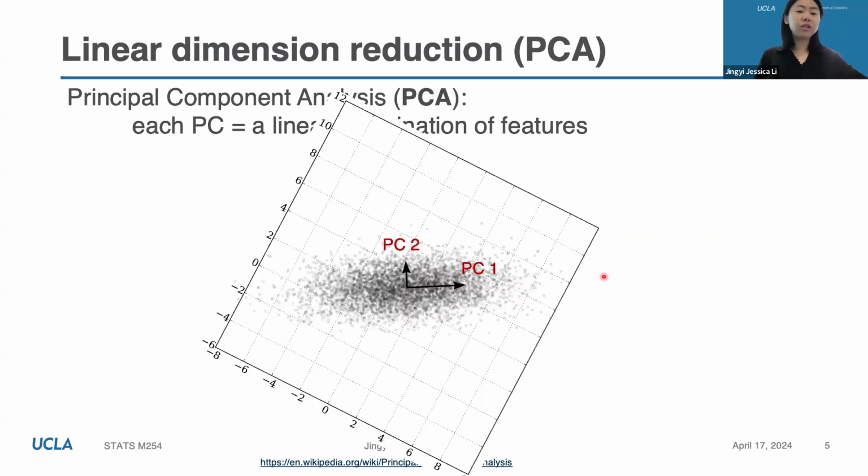But for the scores, we are talking about individual cells. Once we have the new features as our PCs, every cell would have a value in each PC, and that's what we call the score. So in PC1, if we have n cells, we will have n PC1 scores. Does that make sense? Okay.